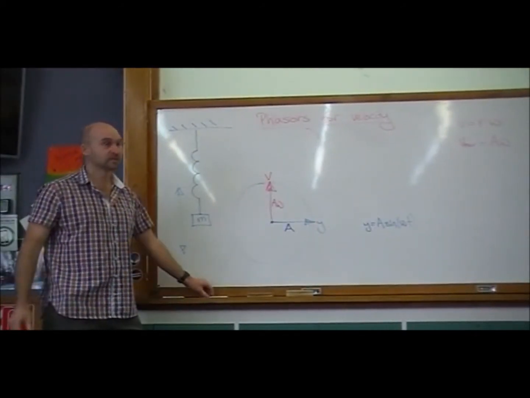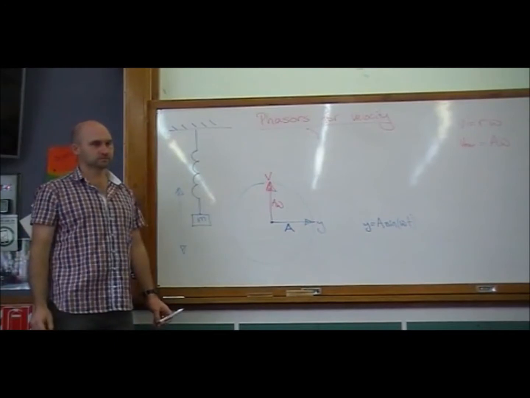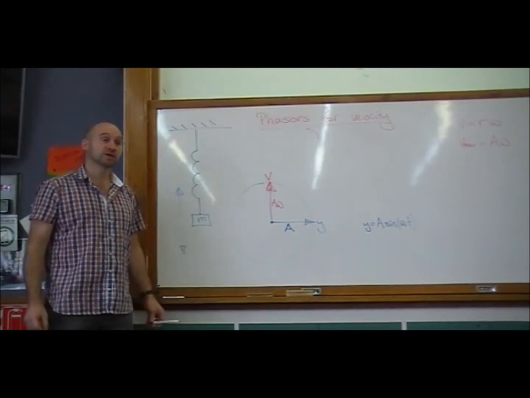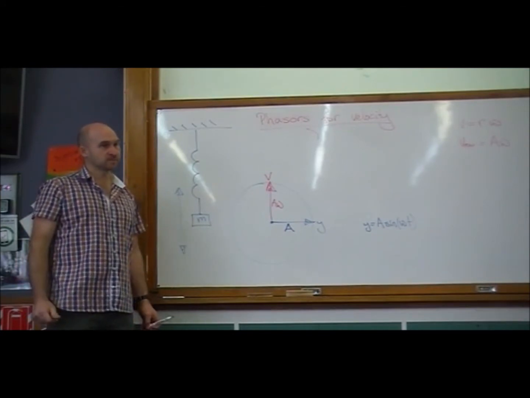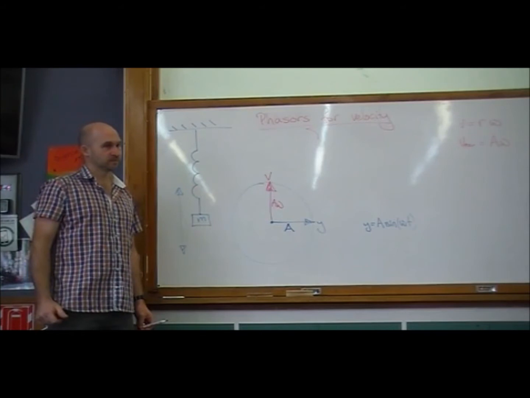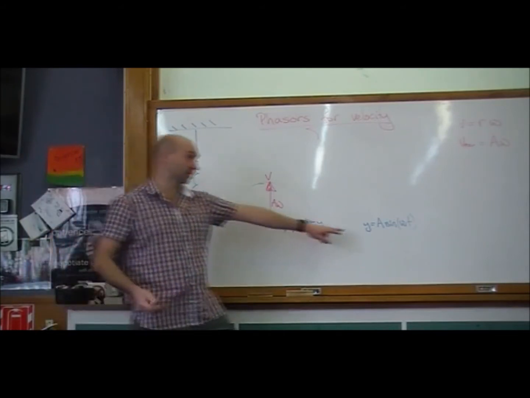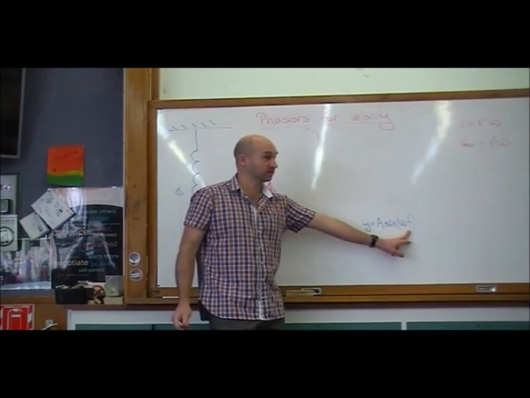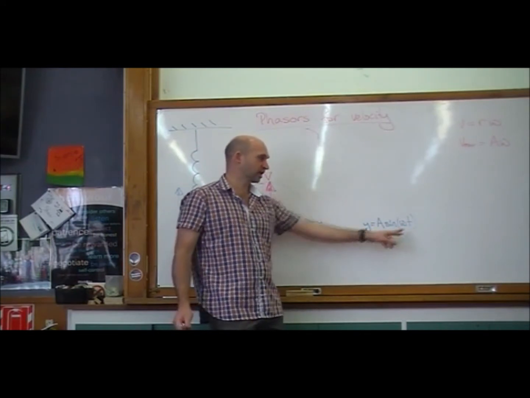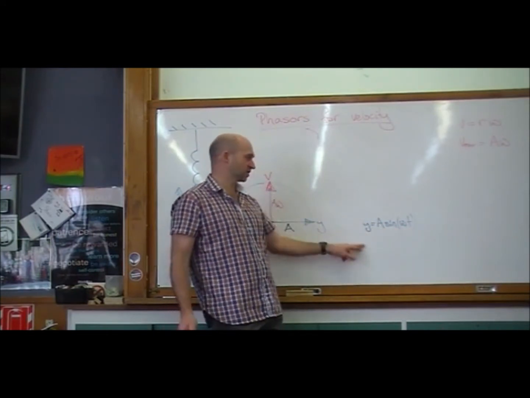With me? Only the maximum displacement, or can it be any point? A stands for the amplitude. So A is the amplitude, which is the maximum displacement. So it can't be any point from the displacement. No. y is any point. y is the displacement as a function of time. Yeah. So we can put in any t and solve to find y.